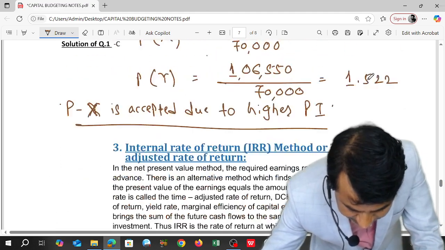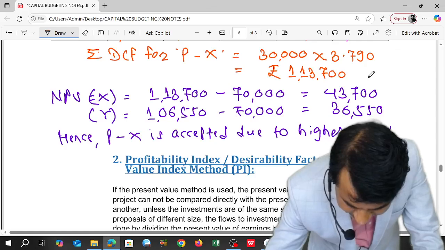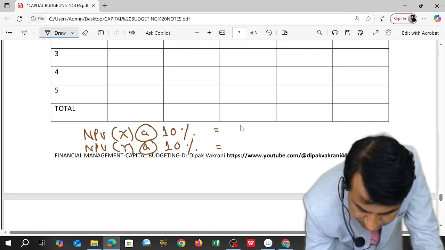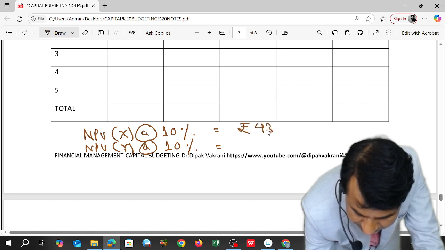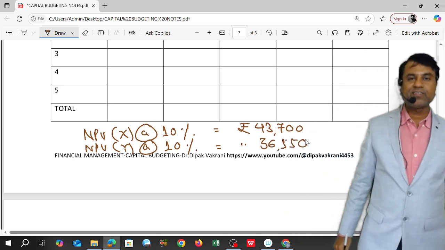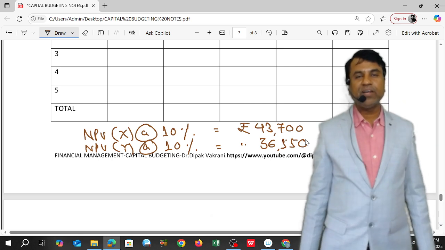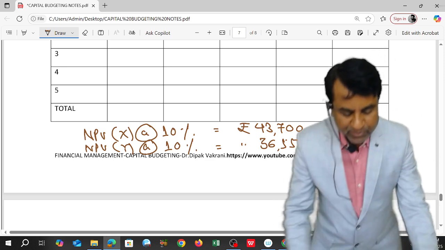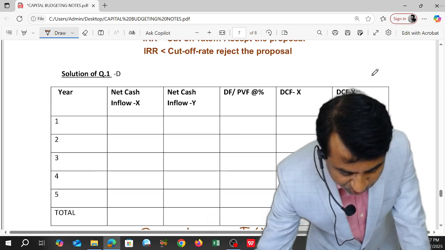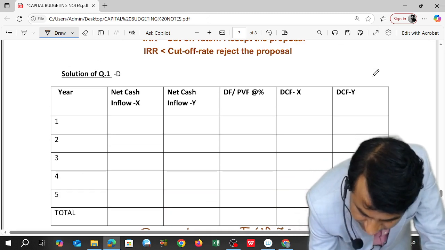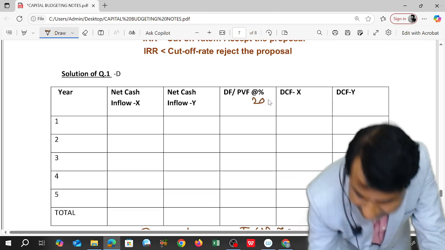And how much is NPV coming? For X it is coming 43,700, and for Y it is 36,550. These are the two answers. So this is the third method we are seeing in discounted methods. First we saw today net present value, second we saw profitability index, third we are going to see IRR and NPV. One positive we have already got. Let's go for negative, and I'm directly trying 20% to avoid any further extra calculations.